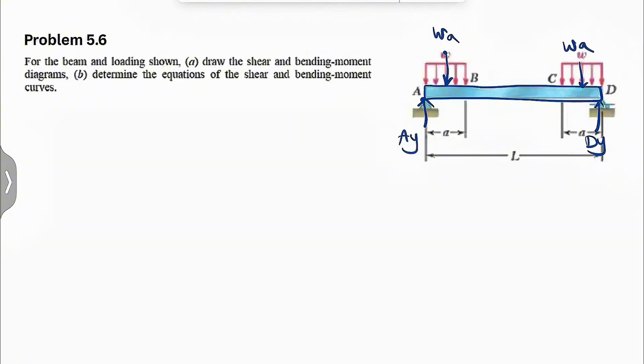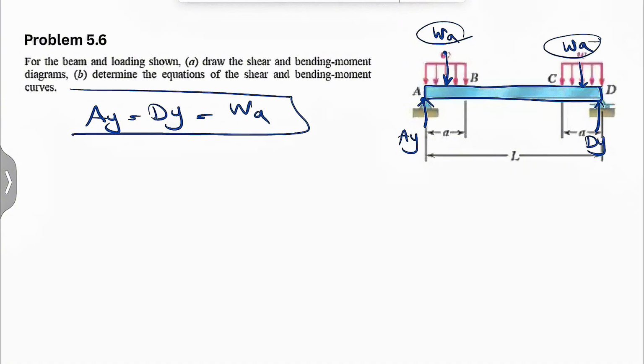So looking at this, we can see that the system is symmetrical. Because of that, AY is equal to DY, and each of them will be equal to half of the sum of these two, which is going to be WA. So that's all the unknowns. We don't need to go through the equilibrium equations, and even if we do, we're going to get the same thing. So we have three different regions in here.